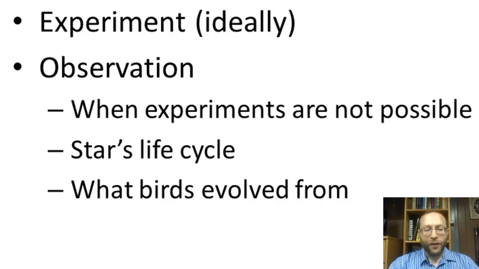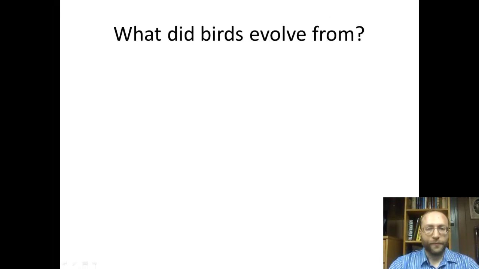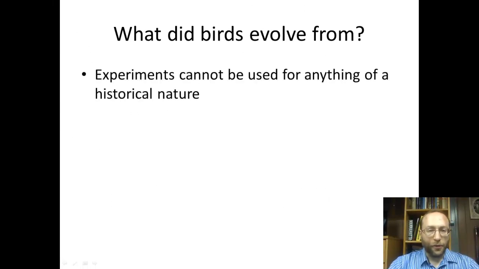In terms of biology, finding out what birds evolved from is an example of something that's done by observation, because this is something that is historical. It's something that's happened in the past. It's not something that can really be replicated in an experiment. So what do we find out about where birds evolved from? Like I said, experiments cannot be used for anything of historical nature.